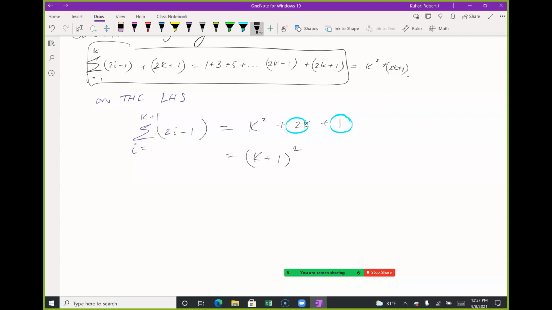I showed it was true for k. I assumed it was true for k squared. Now I got k plus 1 quantity squared. So that's it. It's done. So the sum of i equals 1 to n of 2i minus 1 is n squared by induction.